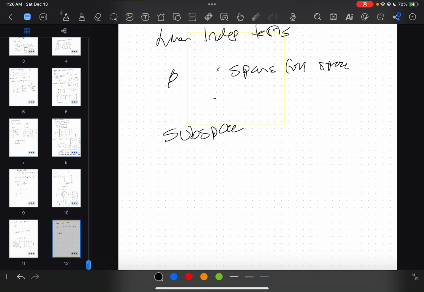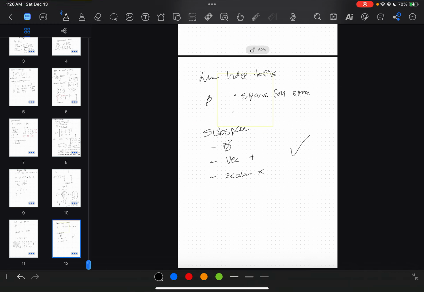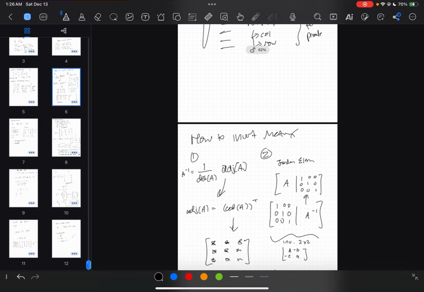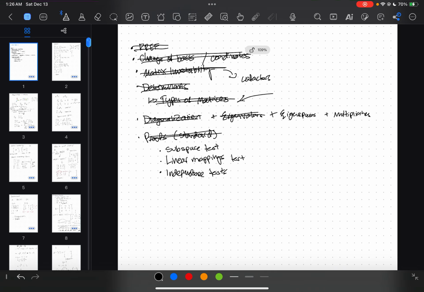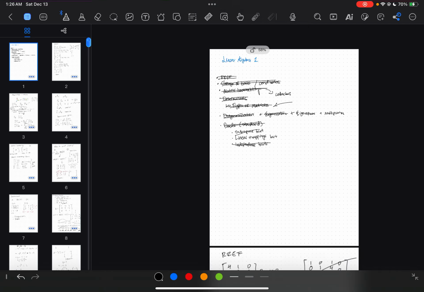Subspace: check existence of the zero vector, and that vector addition and scalar multiplication all persist, and then it's a subspace. This one's tricky for me because they change it up sometimes, but the idea is the same. I just don't know how to apply it always.